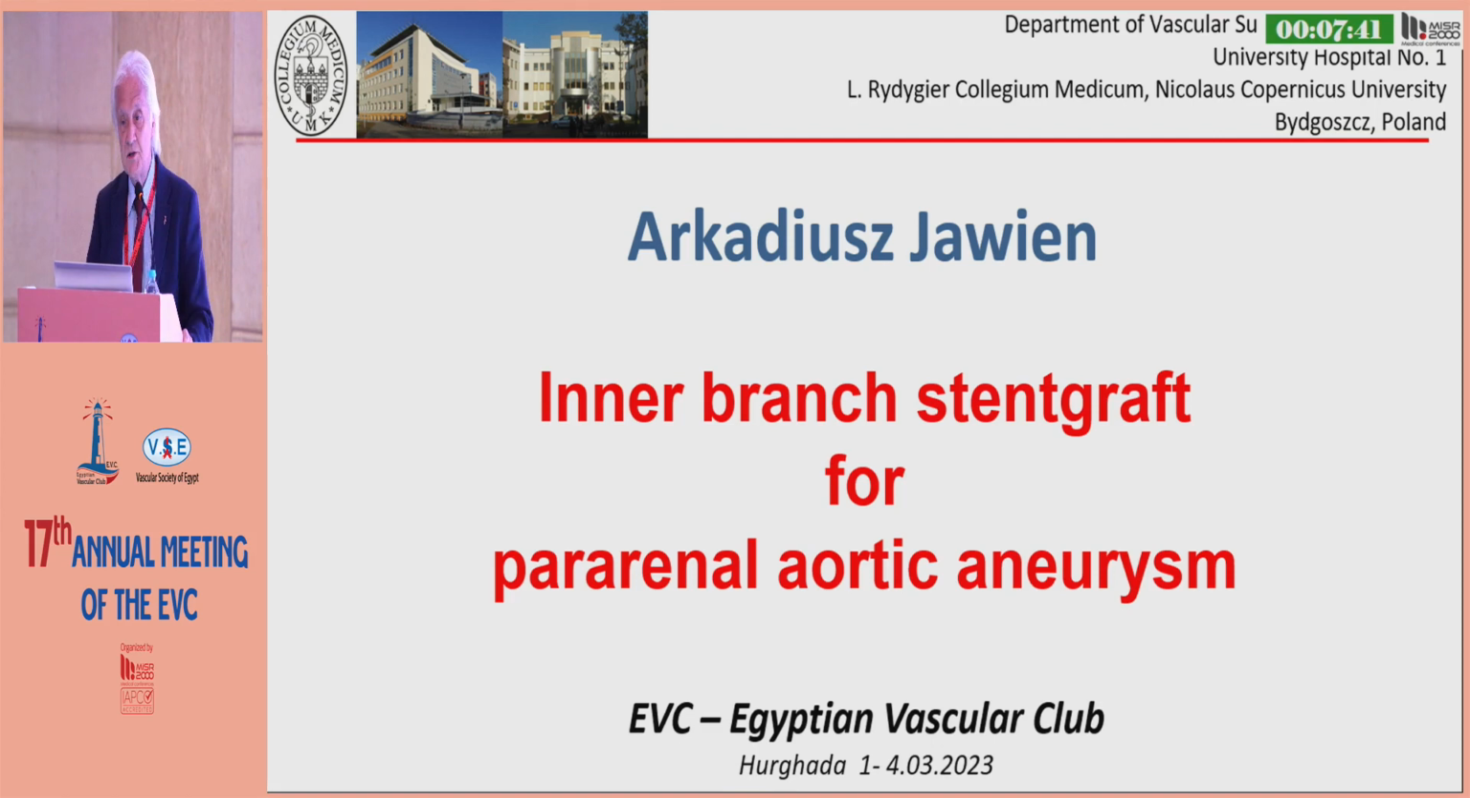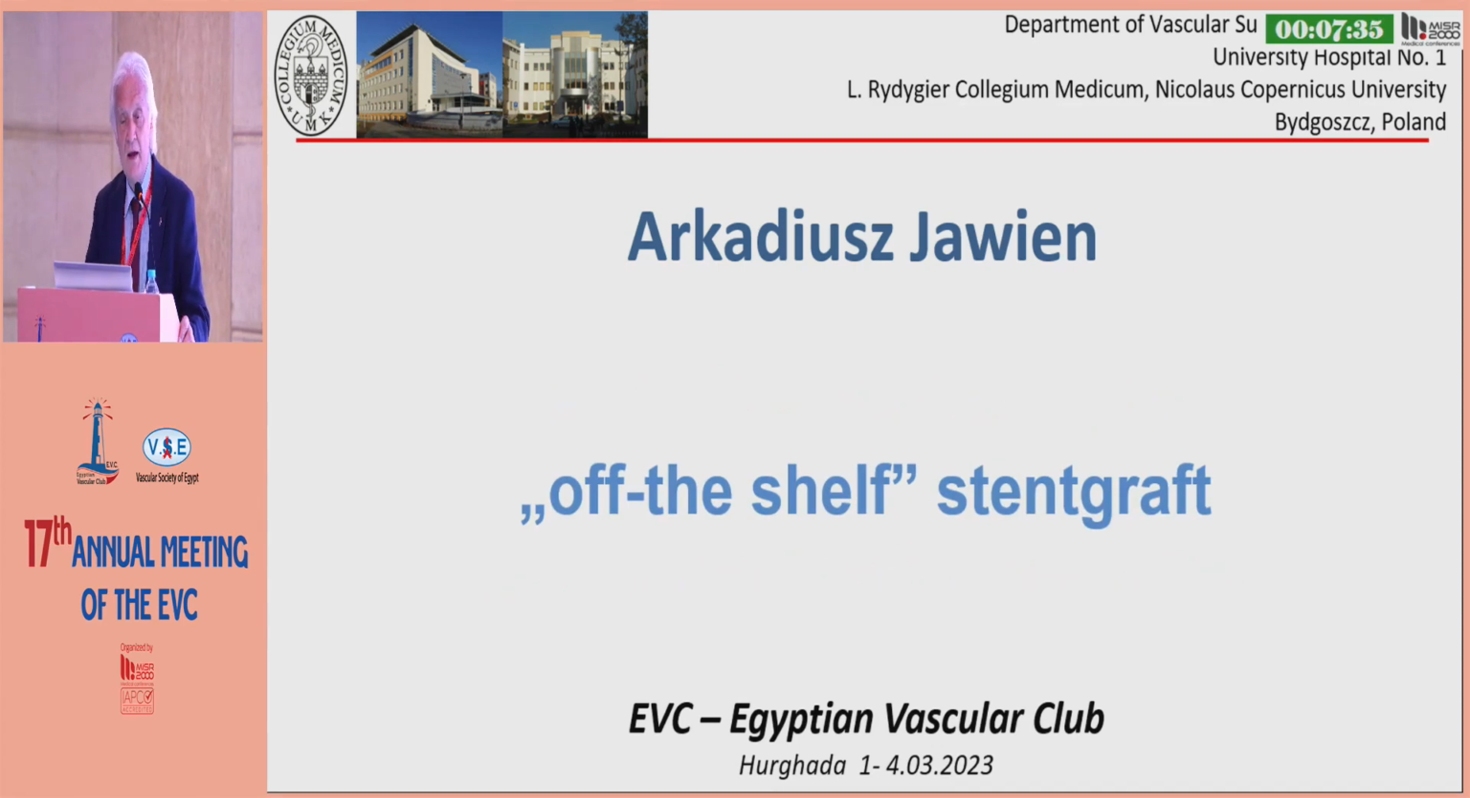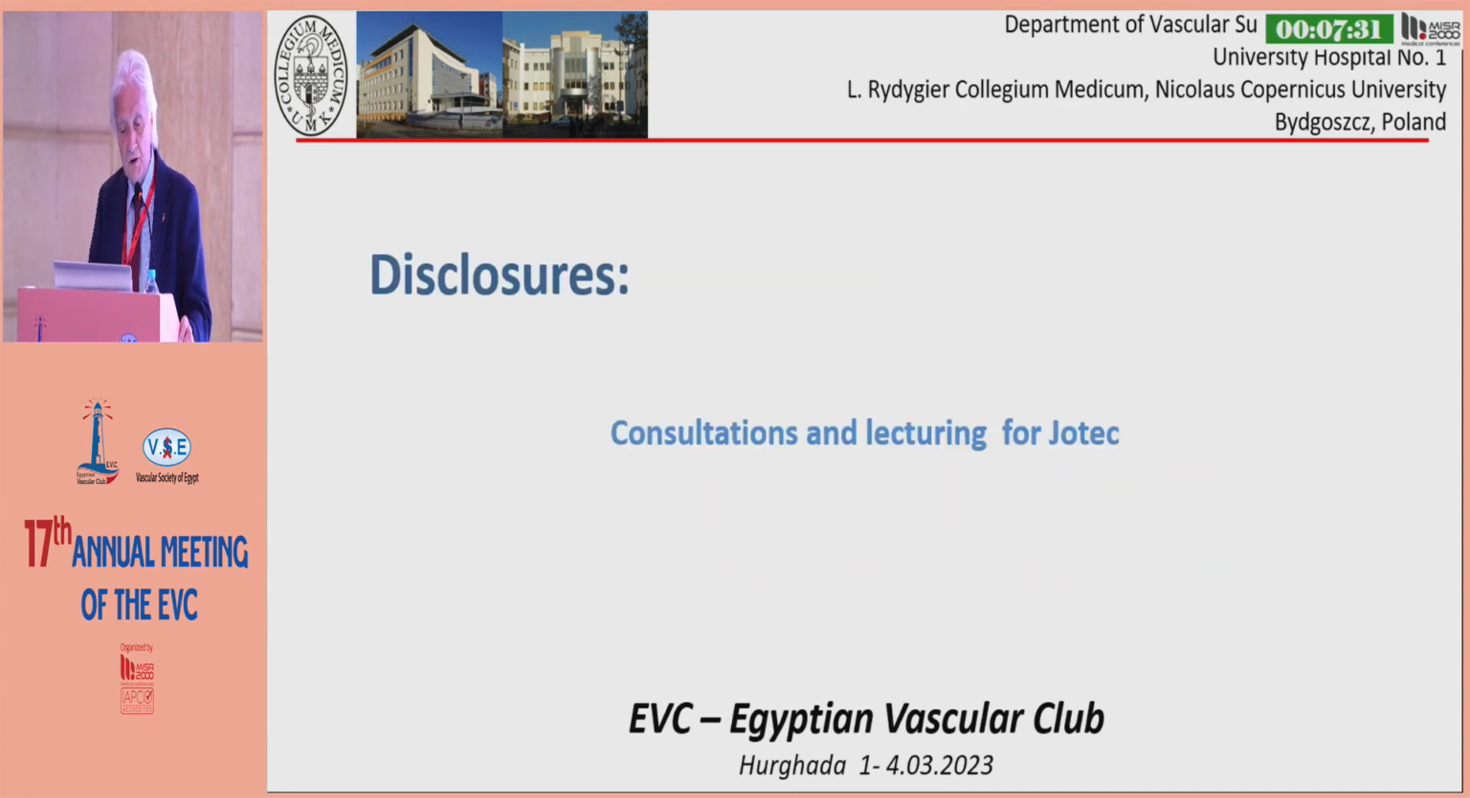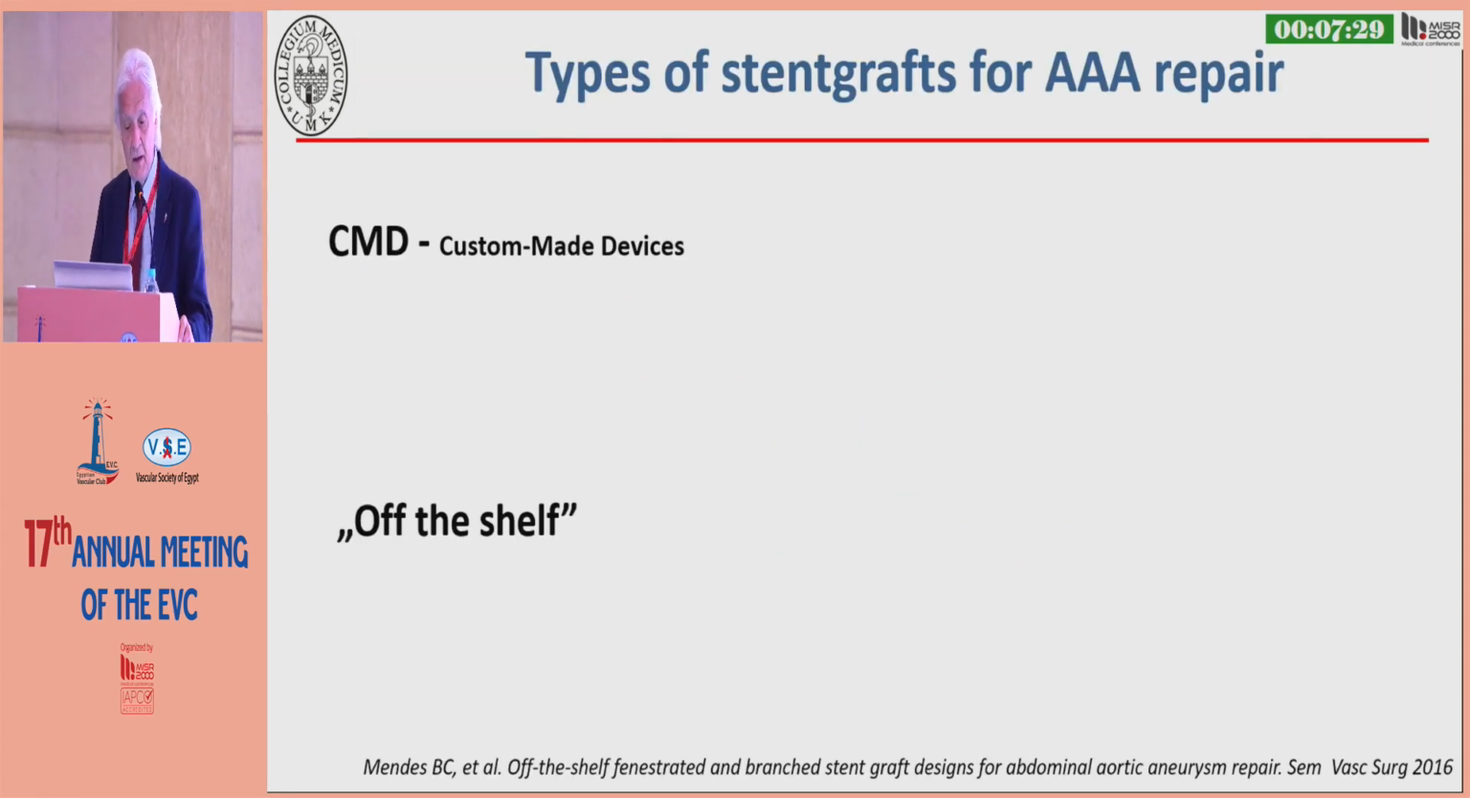My topic, as you can see here, is the inner branch stent graft for the pararenal aortic aneurysm, and I'm going to speak about the off-the-shelf stent graft. These are my disclosures, and I want to focus a little bit on the types of the stent grafts for the AAA repair. As you can see here, we have two types. One is a custom-made device, and another one is the off-the-shelf device.